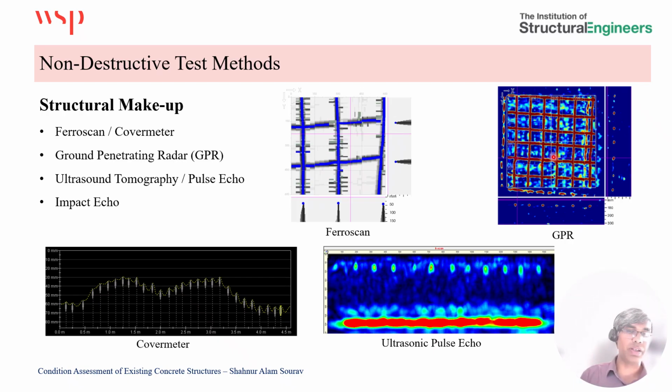In most cases, the GPR results will be very difficult to interpret, so it needs proper training and proper expertise. There is a photo of a cover meter showing how the cover is varying along the length of the cover meter measurements. And this is an example of the ultrasonic pulse echo, which is showing the reinforcement. These blobs on the top show the reinforcement locations, and this red blob near the bottom shows the overall thickness of that particular concrete element.